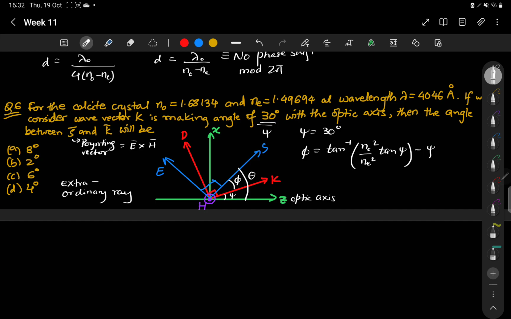Now I need to pull out my calculator to find this. All I need to do is plug in the values. I have NO, I have NE, and I know my psi, which is 30 degrees. I just need to plug in the values in this expression to get phi. Phi is the angle between S and K, that is the Poynting vector and the wave vector.